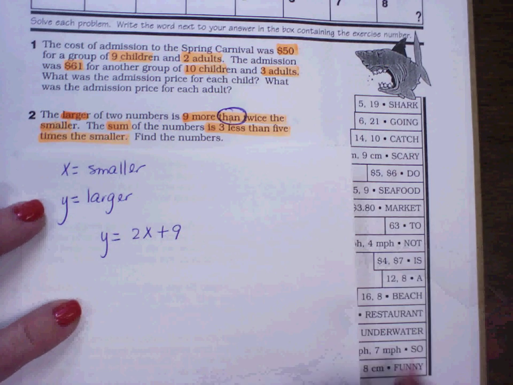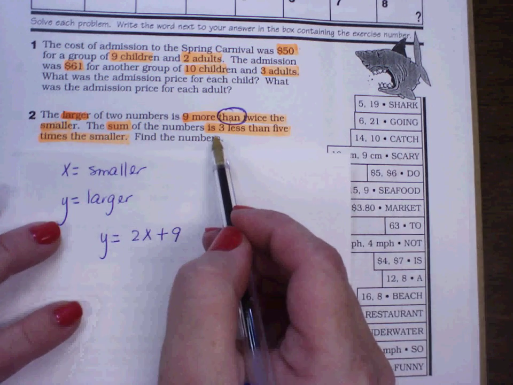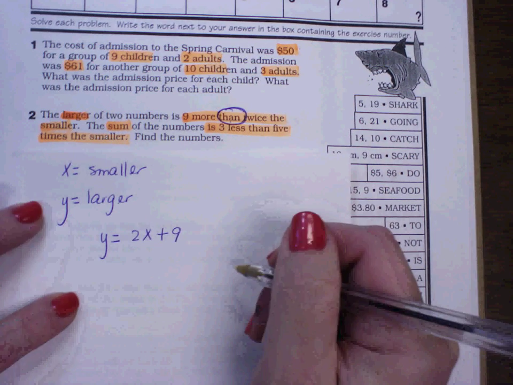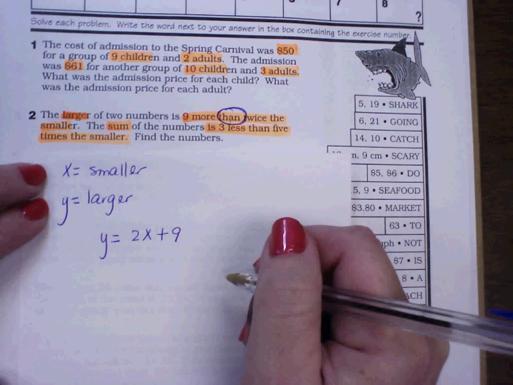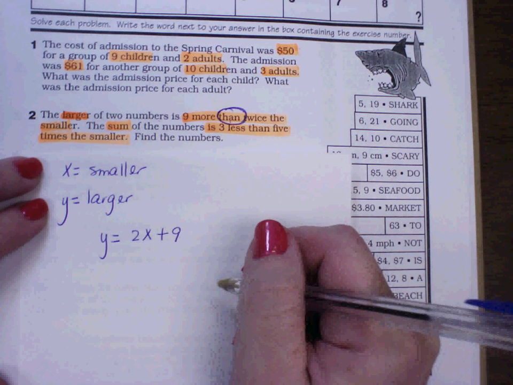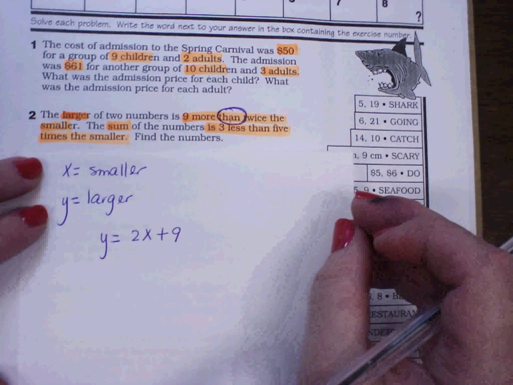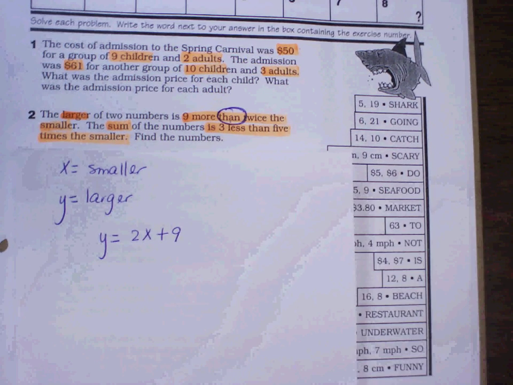All right. The sum of the numbers. So what are the numbers? What are the numbers? No. What are the numbers? X and Y.